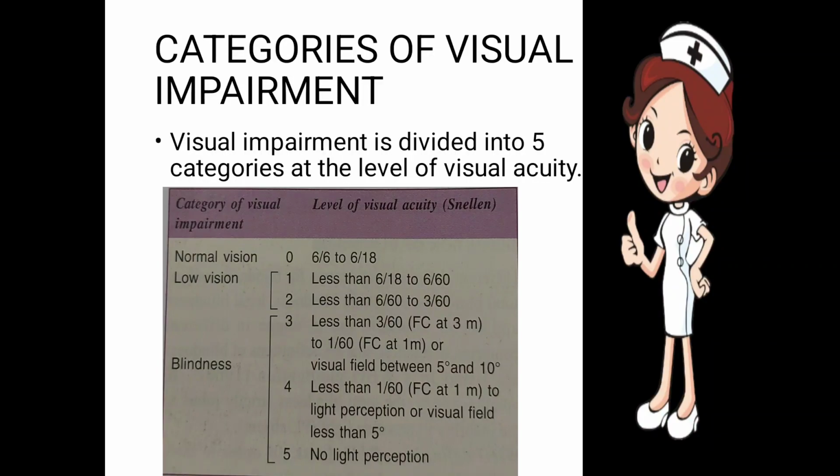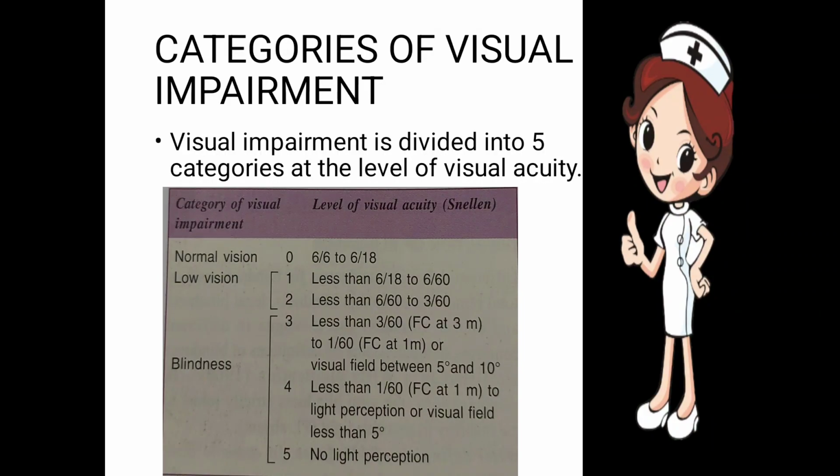Visual field means field vision, side vision, or peripheral vision, which is 5 to 10 degrees only. Category number 4 of blindness is vision less than finger counting at 1 meter, down to light perception. We will shine a torch at the patient's eye and ask the patient whether the light is visible or not from different directions: upside, downside, left side as well as right side.